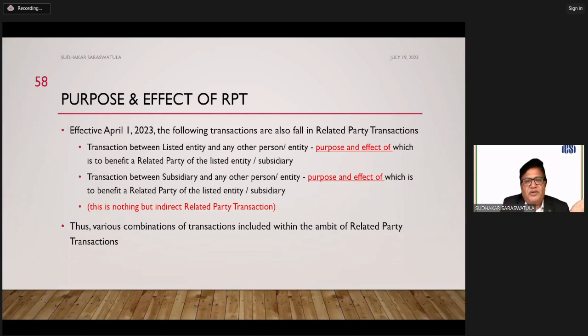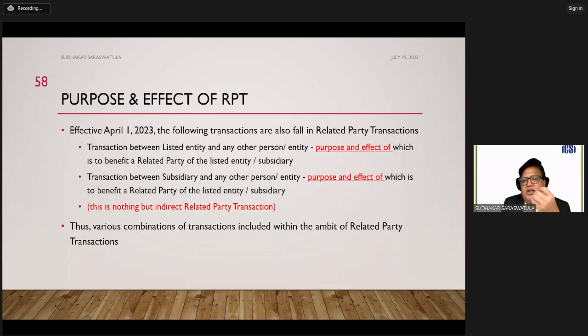As I told you, let us also go through this second amendment, which has come into force from 1st April 2023. As I told you, it covers a transaction between the listed entity and any other person or entity, the purpose and effect of which is to benefit the related party or the related subsidiary. So what does purpose and effect mean?